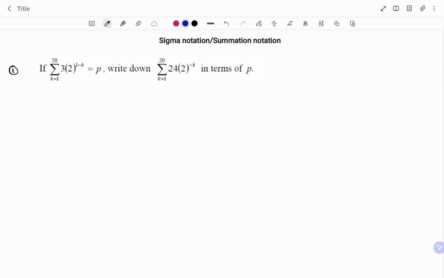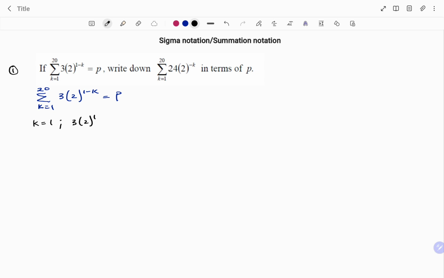To start with, we need to know what the expansion of the summation of 3 times 2 to the power of 1 minus k, from k equals 1 to 20, will give us, since that will be equal to p. So we start from the lower limit, which is k equals 1. Putting k equals 1 in the sigma notation, for our first term, we have 3 times 2 to the power of 1 minus k.